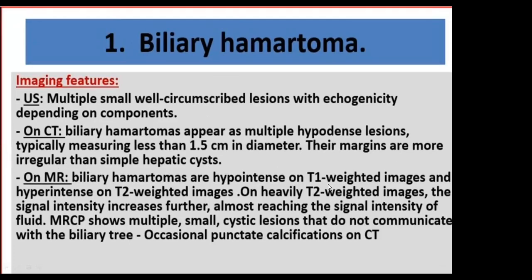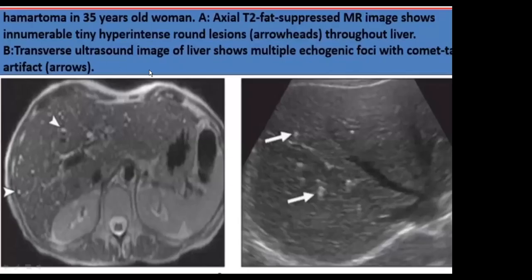By MRI, they are hypointense on T1, hyperintense on T2, and on heavily T2-weighted MRI images, they will show signal intensity increasing further, almost reaching the signal intensity of fluid. So the MRCP shows multiple small cystic lesions that do not communicate with the biliary tree, and sometimes punctate calcification on CT. So this is a case of multiple biliary hamartoma in a 35-year-old woman.